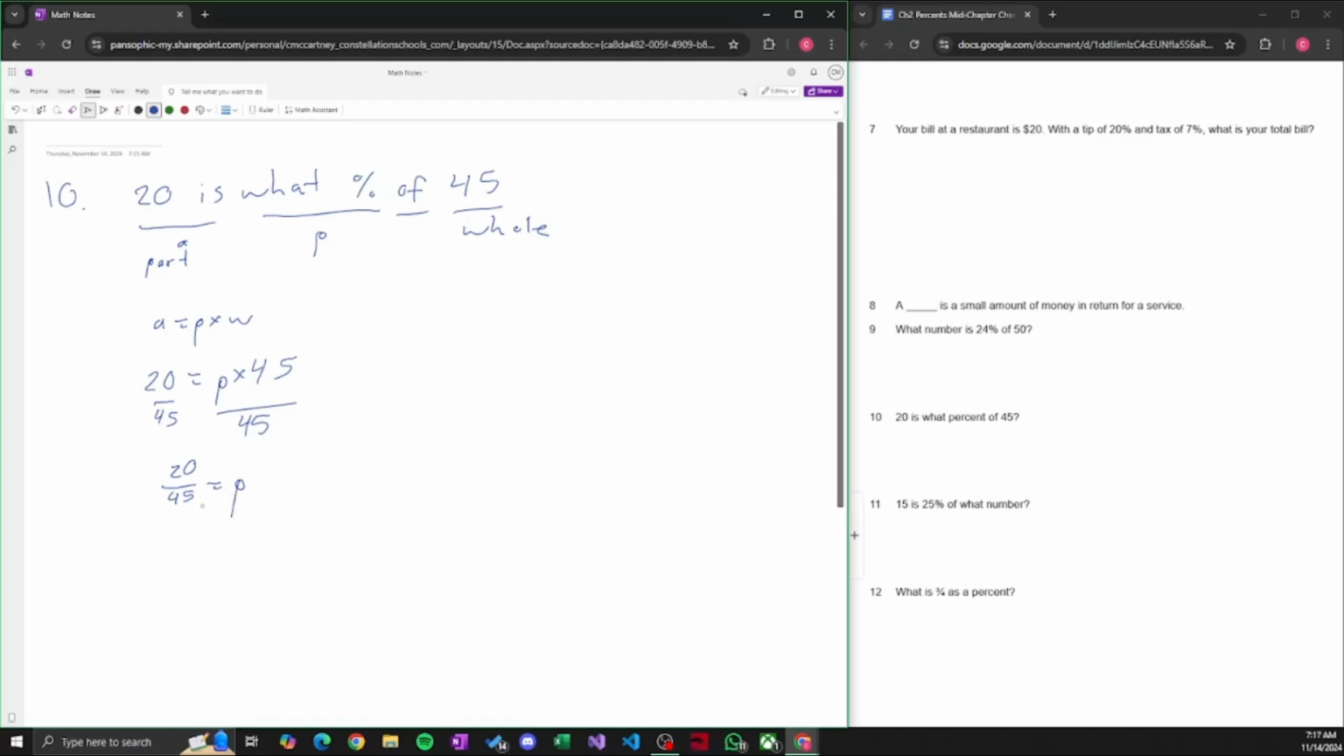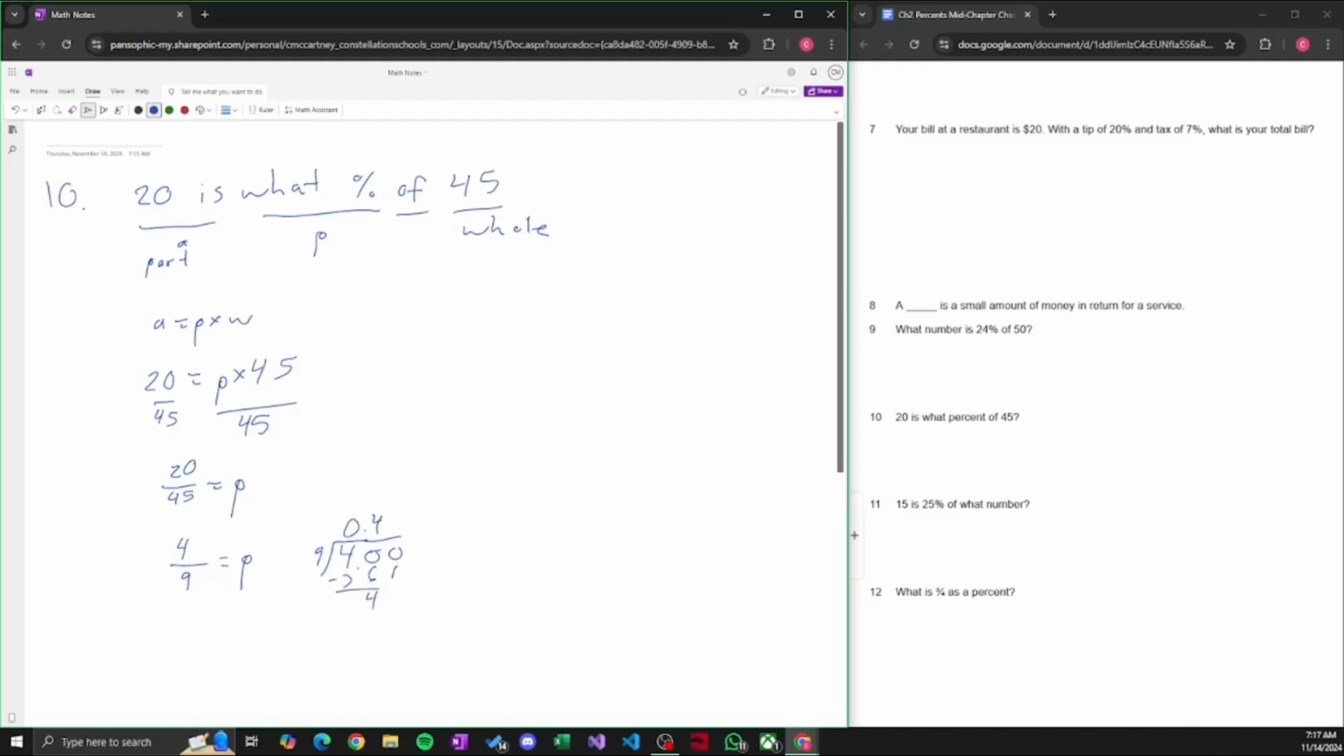Okay, so now we can do this division. We can first reduce. We can divide both the top and bottom by 5, and we get 4 over 9. Now we can divide. This will be a little bit simpler. So we can divide 4 by 9. 9 does not go into 4, so we need to add a placeholder 0. 9 goes into 40 how many times? 4 times. We can subtract 36 and we get 4.